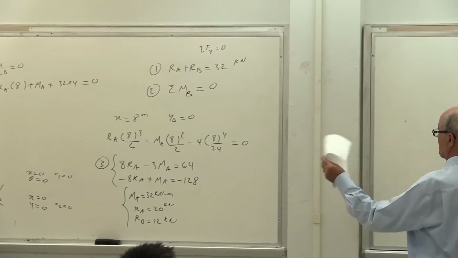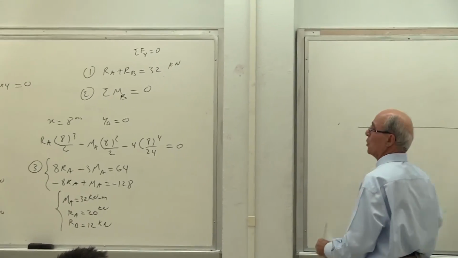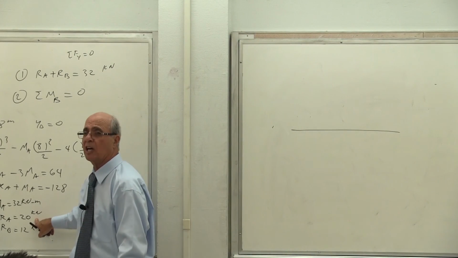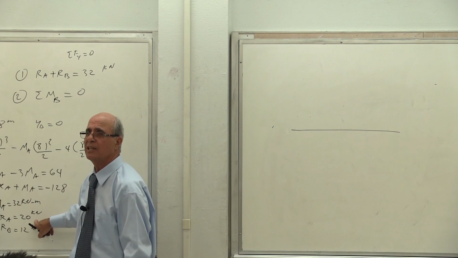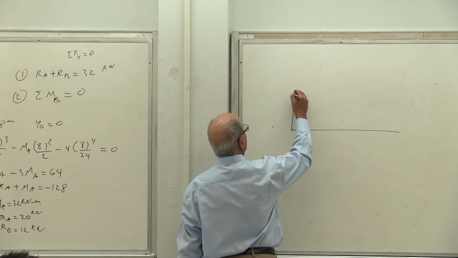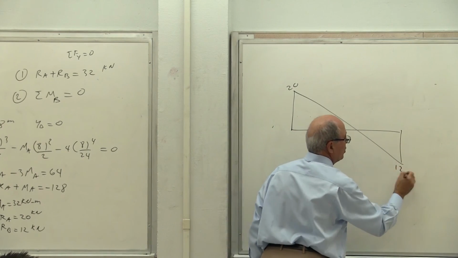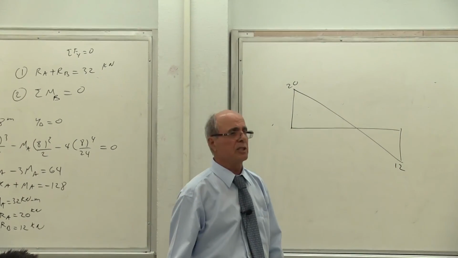However, this was the quiz, so I asked the student to plot the shear and moment diagram. This is what I've done. You got the reaction at RA equal to how much? It was 20, so you start at 20. Then you drop by 32. You end up at 12 here. Is that correct? That's your shear diagram.